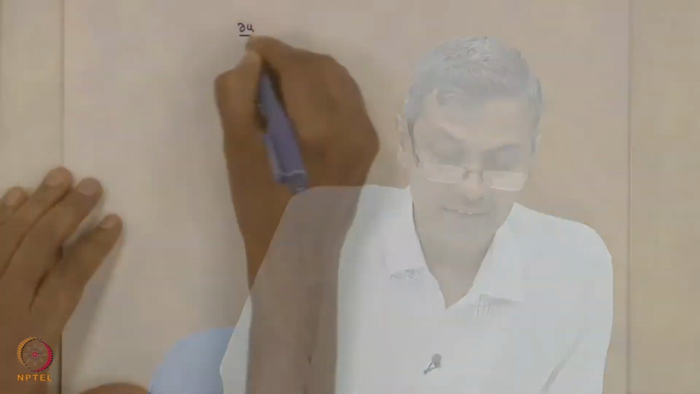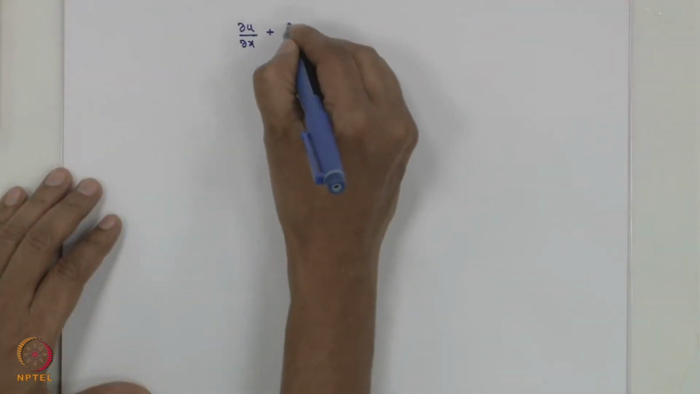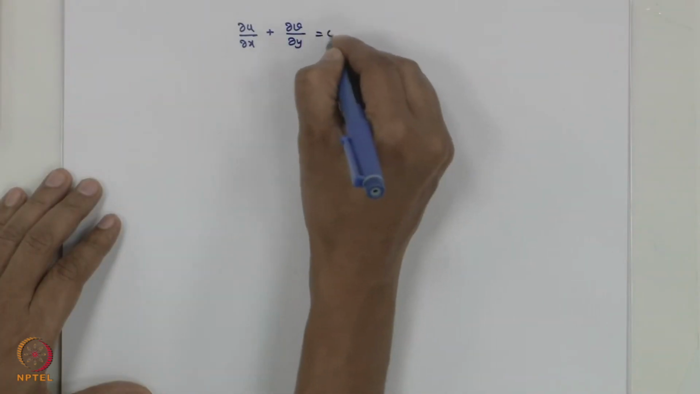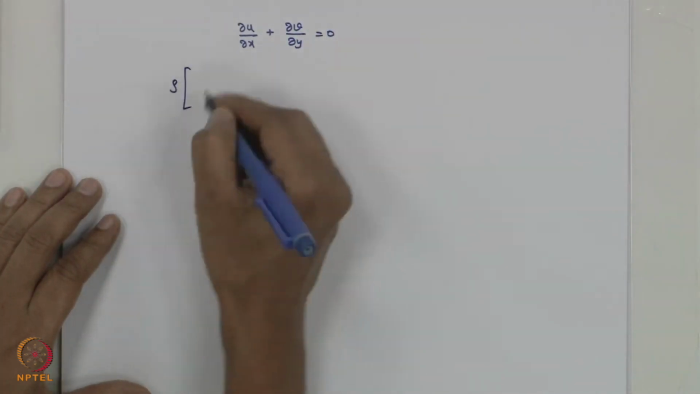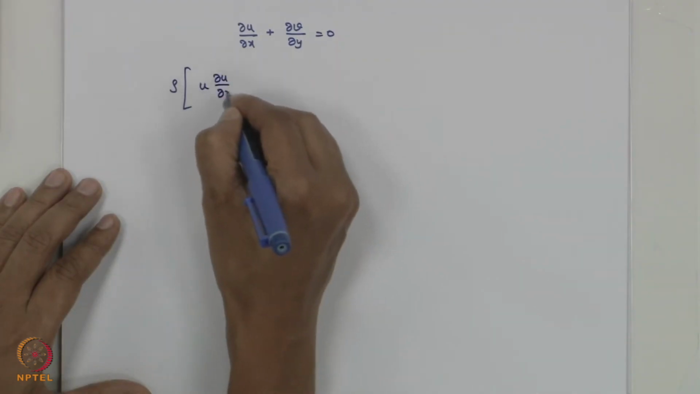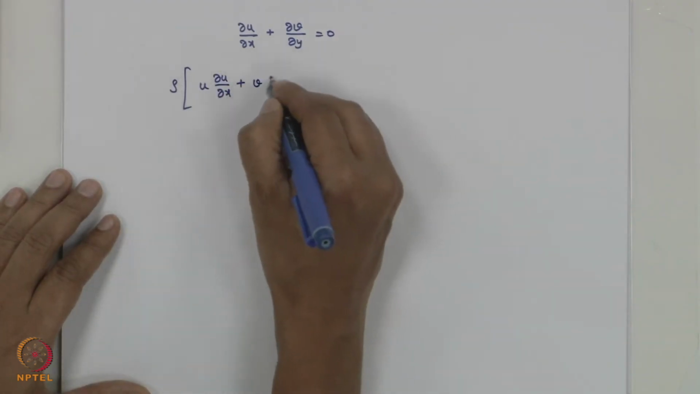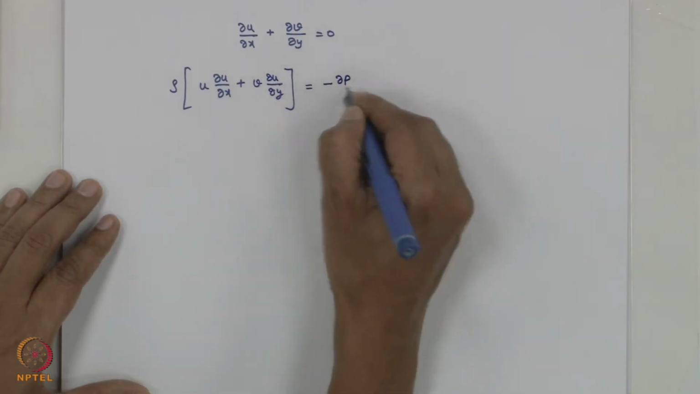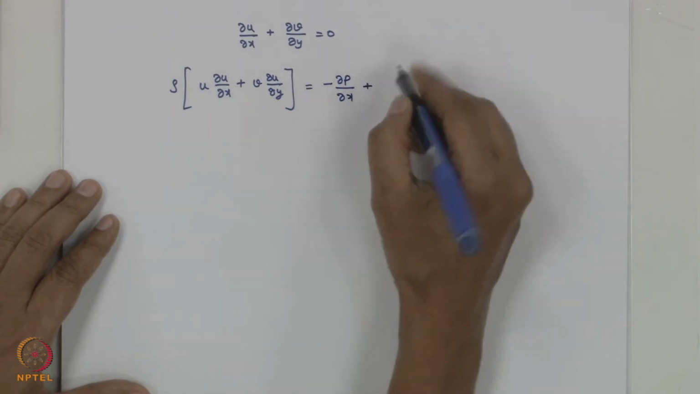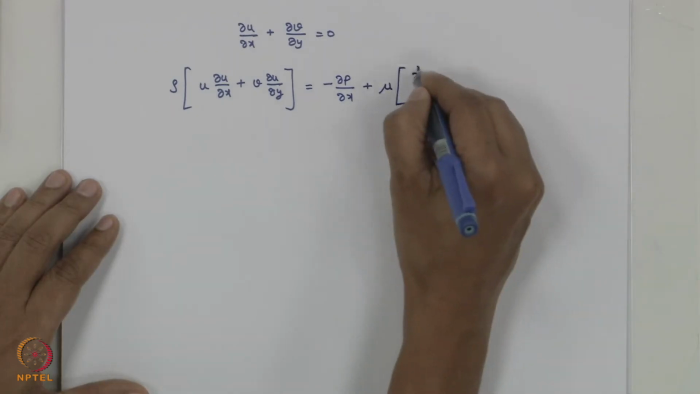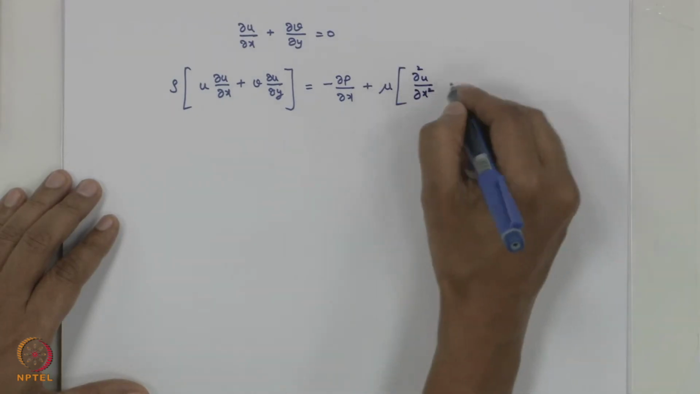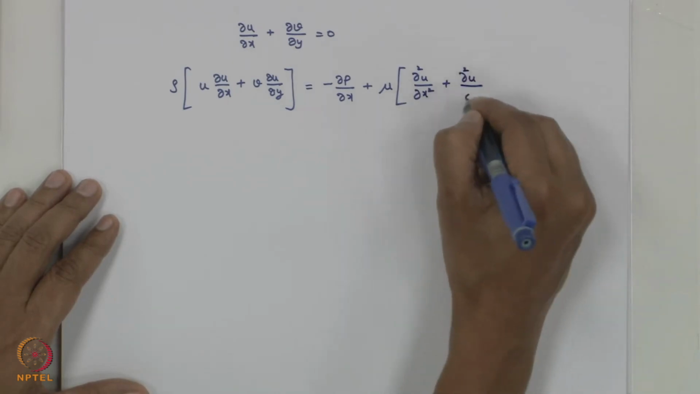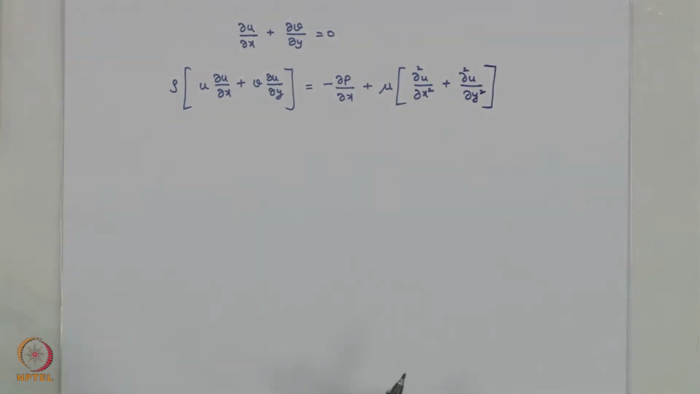As I said, it is constant properties, so the equations would reduce to del u by del x plus del v by del y equal to 0; rho of u del u by del x plus v del u by del y equal to minus del p by del x plus mu times del squared u by del x squared plus del squared u by del y squared. This is the x momentum equation.